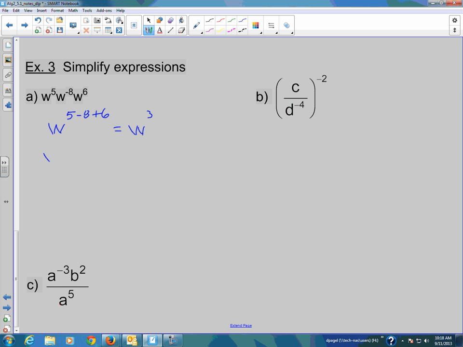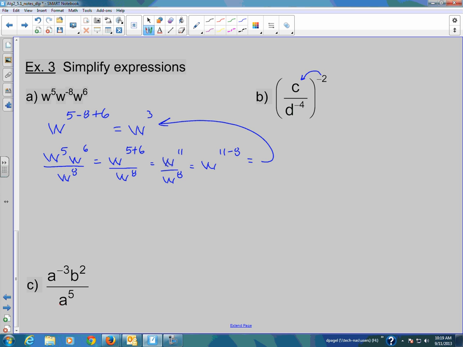Now, what if you had moved that W to the negative 8 as a positive exponent by moving it down? Then you can get W to the 5 plus 6 over W to the 8, or W to the 11 over W to the 8, which is W to the 11 minus 8, which is equal to W to the 3rd. So you might be one of those folks that just likes to make all your negative exponents positive first before you start working out the problem. That's okay too.